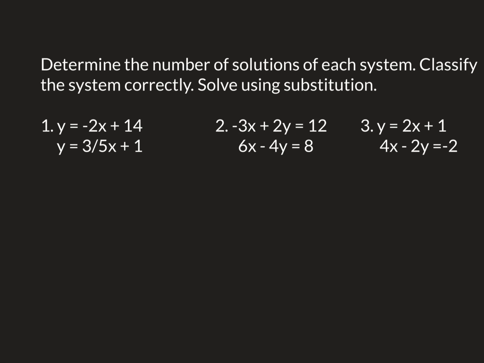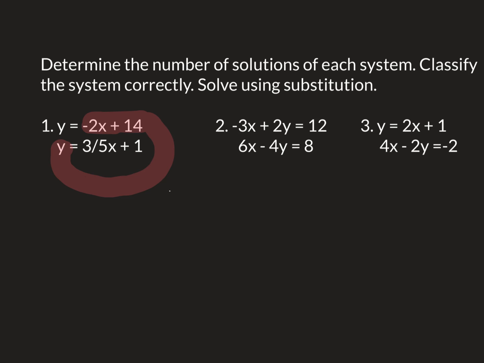So for number 1, determine the number of solutions for each system, classify the system correctly, then solve using substitution. And I kind of do that backwards. I'm going to solve using substitution, then do the rest of that stuff. So the steps that we wrote on the previous page was, if not done so already, isolate one of the variables. And if you look at mine, I already have y and x isolated. So I'm just going to choose the top one. Y is already alone, so I'm going to take this expression, negative 2x plus 14, and substitute it in for y in the next equation.